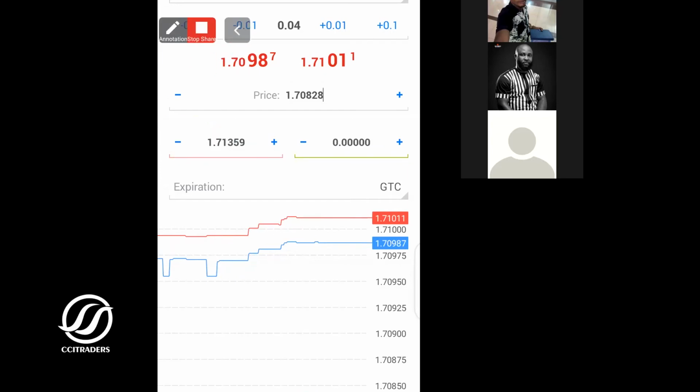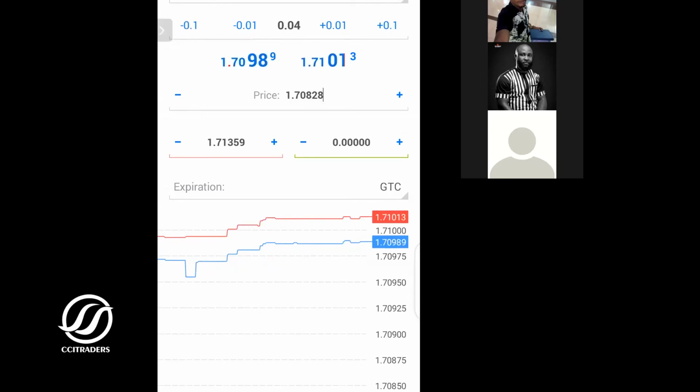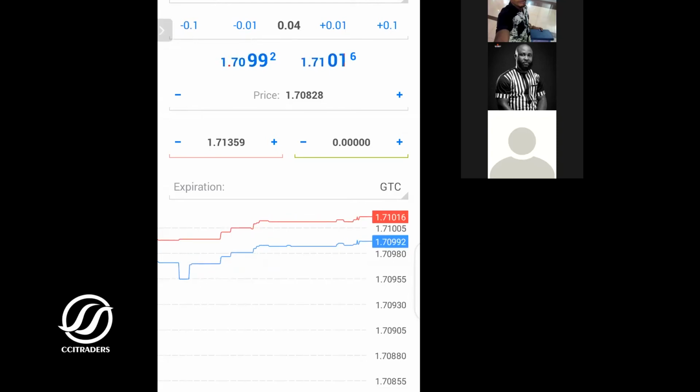So now that is the value you give me. You give me the entry price for my sell stop and the stop loss for my sell stop. So I'm placing a sell stop order. Place.